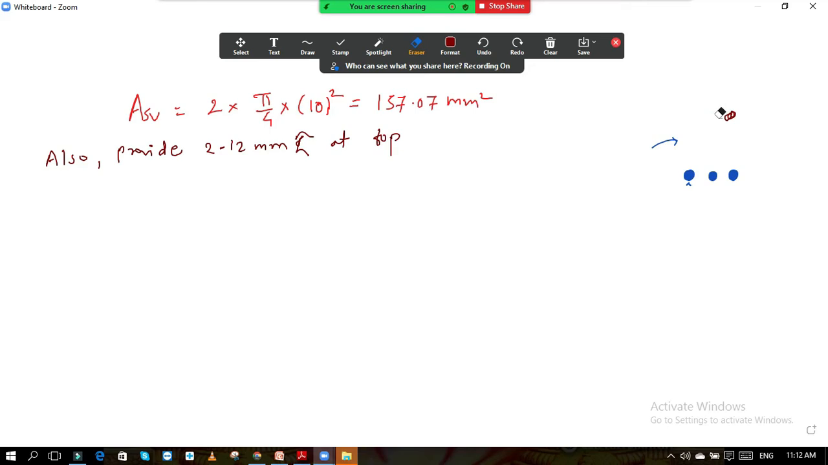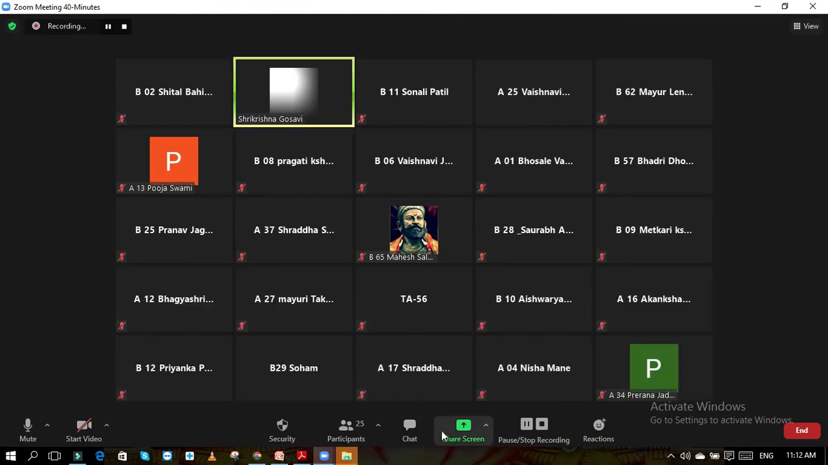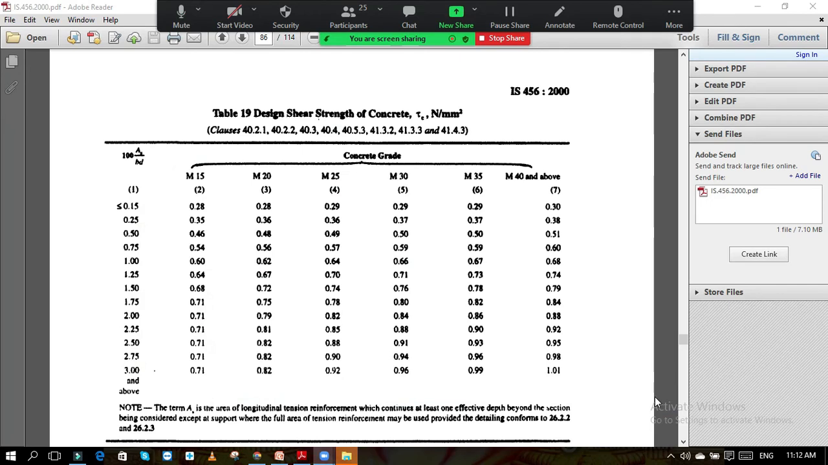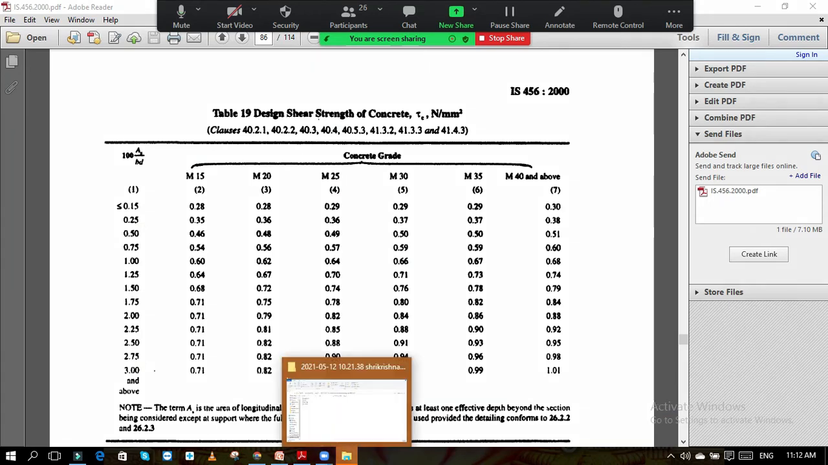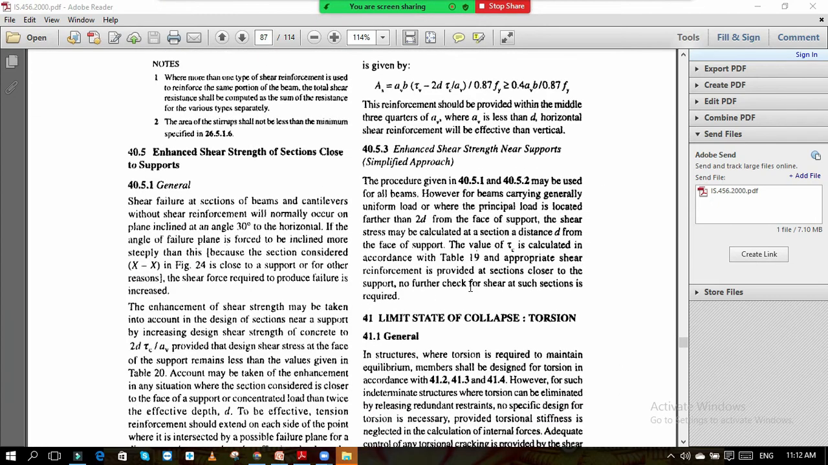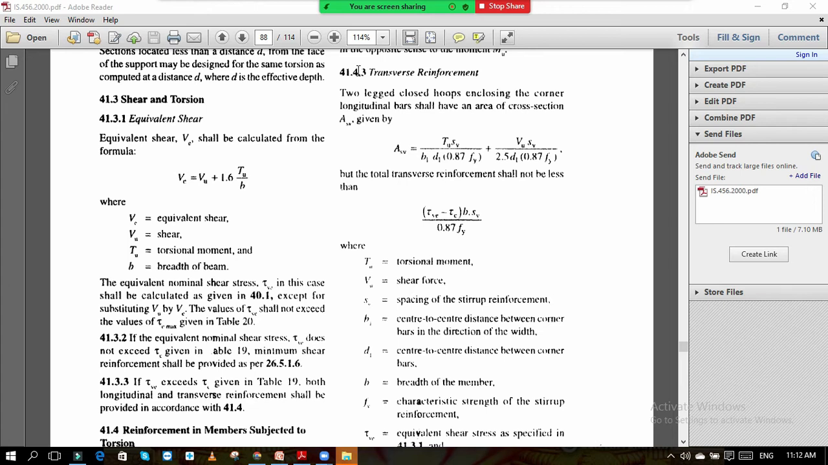So now we are going to provide the transverse reinforcement. Now if you go to the IS code, and if you see the transverse reinforcement, the provisions for transverse reinforcement here, see, this is the transverse reinforcement.